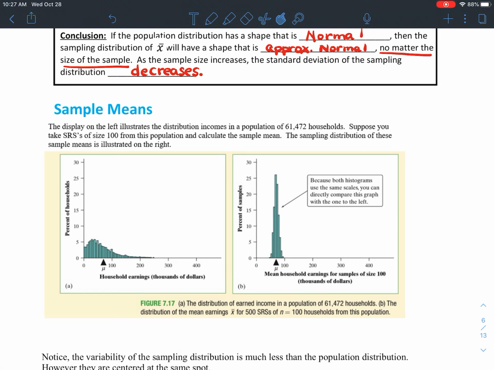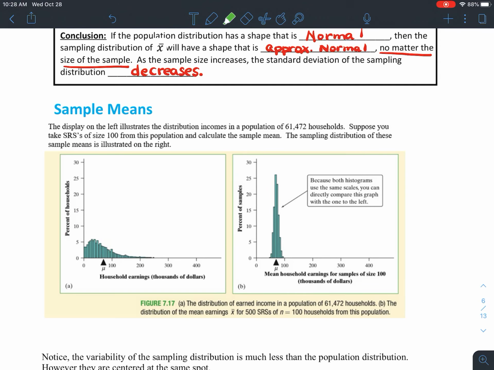Okay, on these few graphs here, it says the display on the left illustrates the distribution of income of the population of 61,472 households. Suppose that you were to take simple random samples of size 100 from the population and you calculate the sample mean. The sampling distribution of these sample means is illustrated here below. So this is suggesting the distribution of earned income in the population. This is the population distribution.